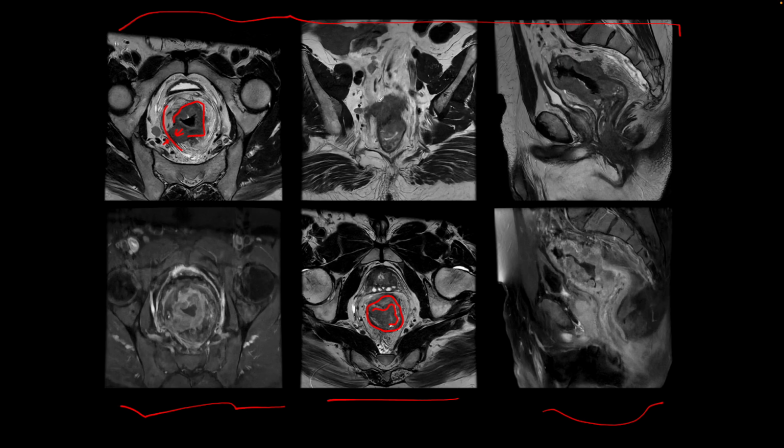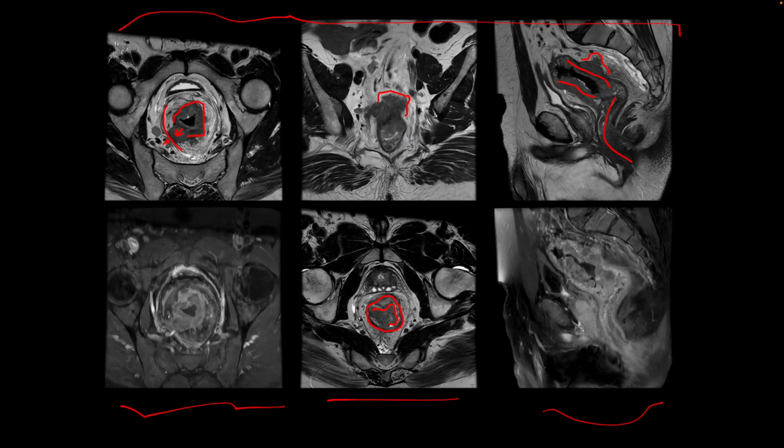On the coronal image, we find a similar finding of tumor extension beyond the muscularis, and on the sagittal we see the same. The tumor is circumferential. All of this right here, the mural thickening that we see in the rectum, is the tumor. From here, distally, the lower rectum and the anal canal are normal.